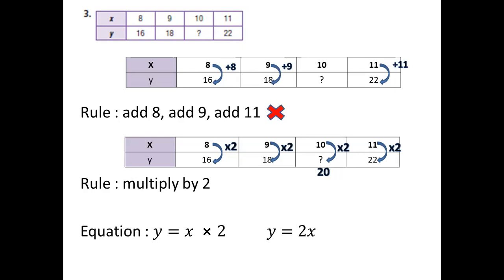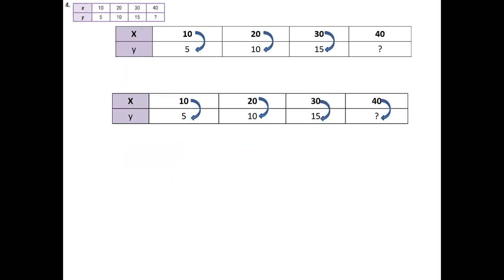Okay, are you done with that? Fine. So let's move on to question number 4. Okay, so this is question number 4 from your book. If you look at the table, here we have 10, 5, 20, 10, 30, 15, 40, and the number is missing. Now, before I started, what did we just revise? I said that if the x is more than y, then you minus or you divide. If the x is less than y, then you add or you multiply.